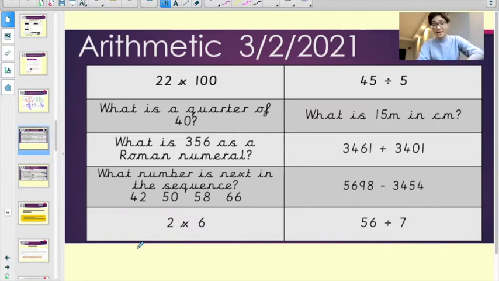3,461 plus 3,401. 5,698 take away 3,454. 56 divided by 7.